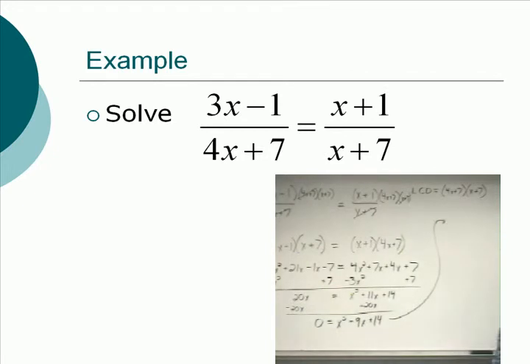Now, why did we do all that again? Why did we take everything and push it all the way to the right side? Now it's equal to 0. Now it's of the form ax squared plus bx plus c, which means now we can factor it, and we can finally finish this thing up.